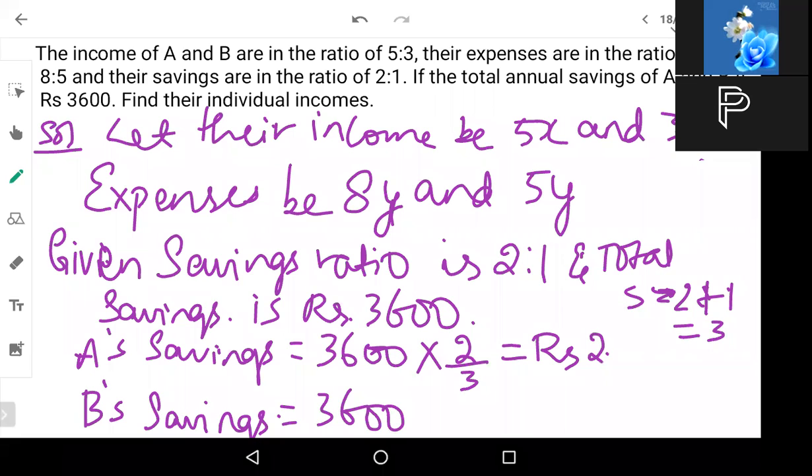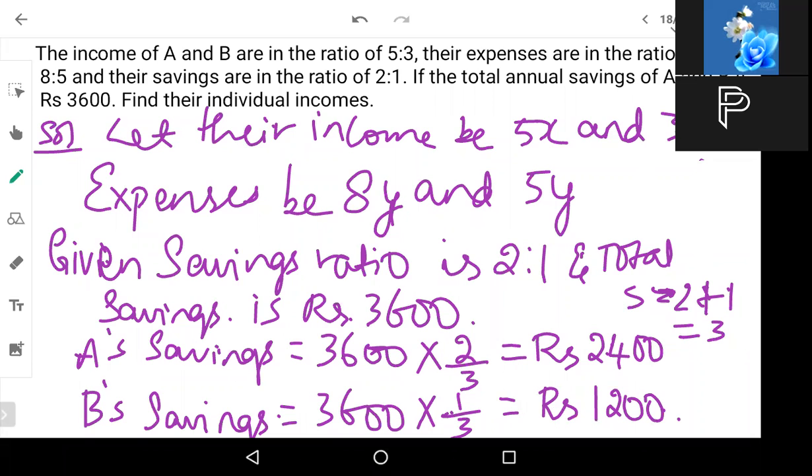Now can you say me how much A's savings is? 2400. Okay, A's savings is 2400 and B's savings is 3600 into 1/3. How much will you get here? What is the B's savings? Very good, 1200. So in the previous question, the difference was they had given directly 3000 and 3000, so we took that amount. Here they have given us the total. So we are dividing the savings total in the savings ratio. And then now we will consider these two amounts for the equations.